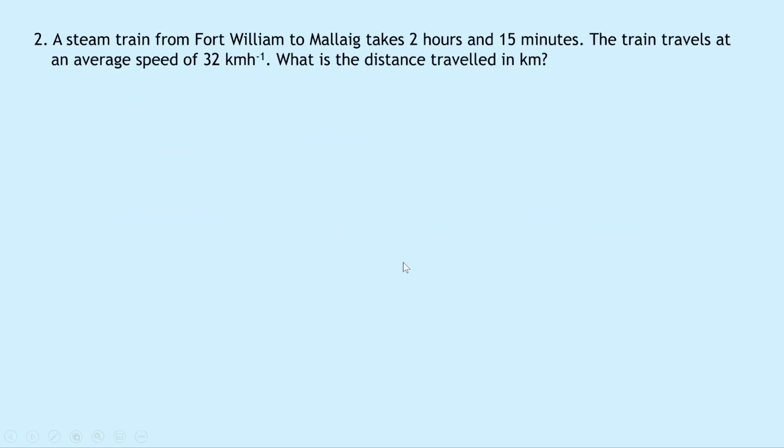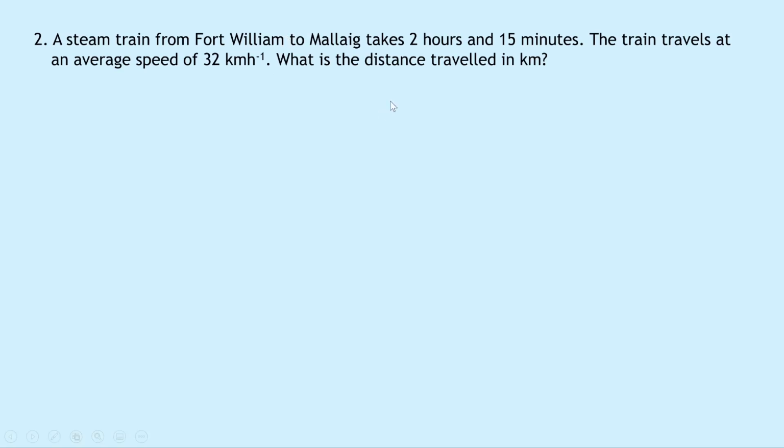Question 2 says, a steam train from Fort William to Mallaig takes 2 hours and 15 minutes. The train travels at an average speed of 32 kilometers per hour. What is the distance traveled in kilometers? And just for interest, this is actually the train that features in the Harry Potter films, so it's the Hogwarts Express, but in real life it's called the Jacobite.